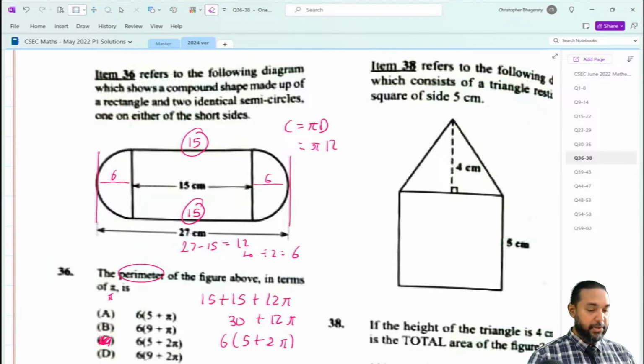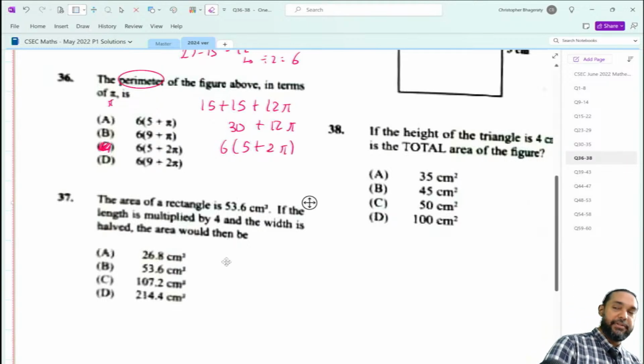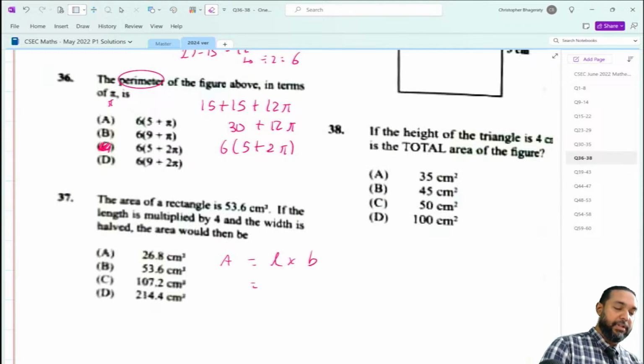Right? Okay. Right. The area of a rectangle is 53.6 square centimeters. If the length is multiplied by 4 and the width is half, the area would then be, okay. What's the formula for the area of a square, guys? In any case, don't worry. Of a rectangle, sorry, my bad. Area is equal to length by breadth. Okay. So what it told us happened. The length is multiplied by 4. So length multiplied by 4, and the breadth or the width is half, right?